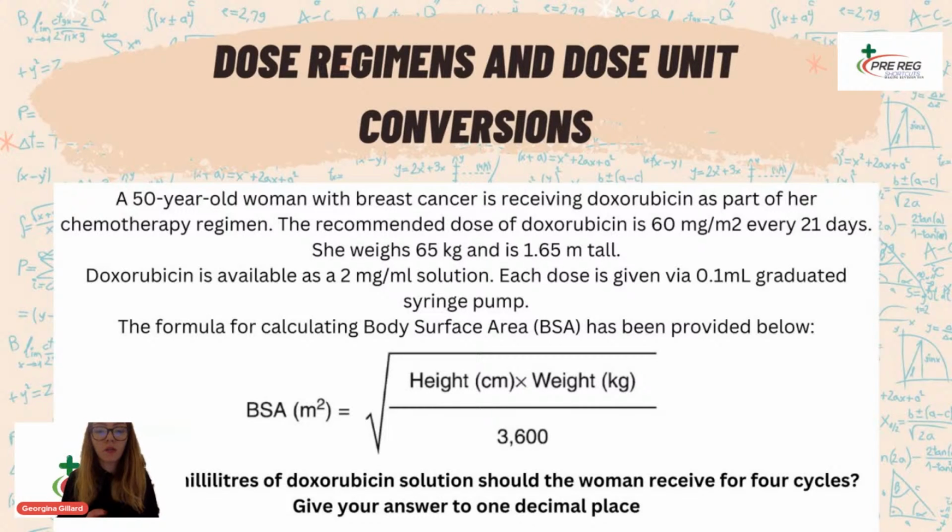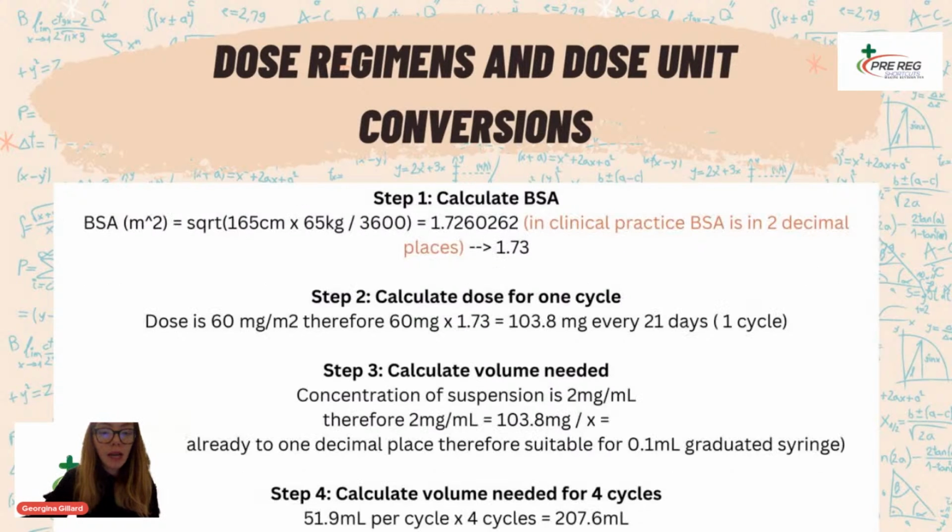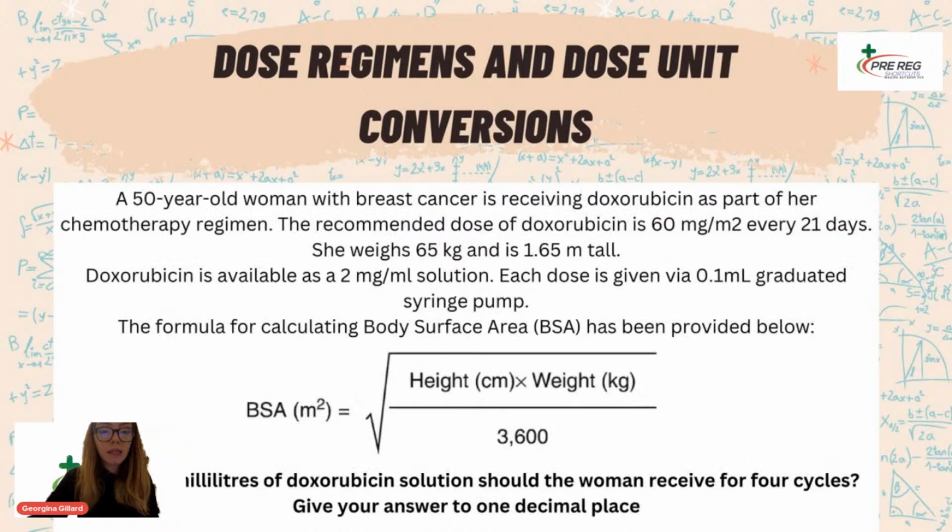We're going to do that using the Mosteller formula that has been provided here for you. So how are we going to calculate that BSA? We're going to have the patient's height, which is 165 centimeters. Multiply that by the patient's body weight, and that's going to be 65 kilos.